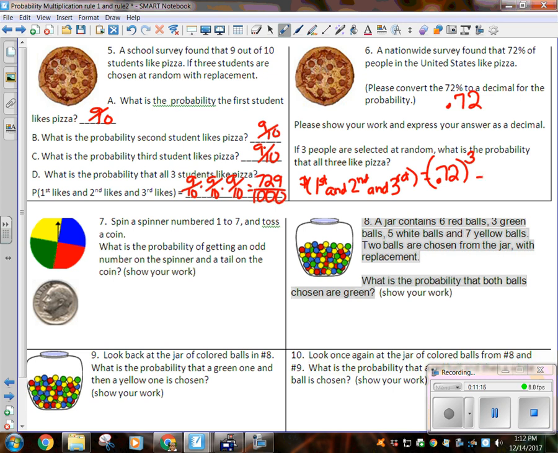What'd y'all get for that? 0.373 is good enough. Everybody good? Yes, Miss Jessup, I am, or no, Miss Jessup, I don't have a clue. All right, we're good. The spinner.